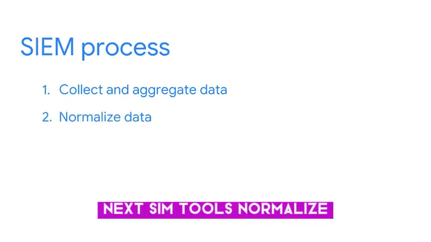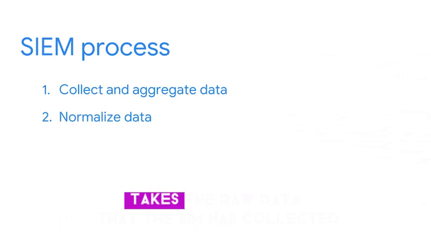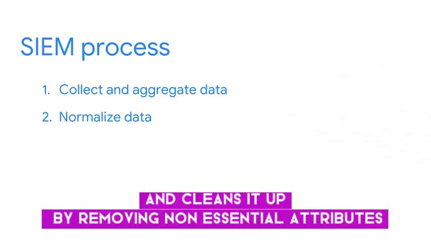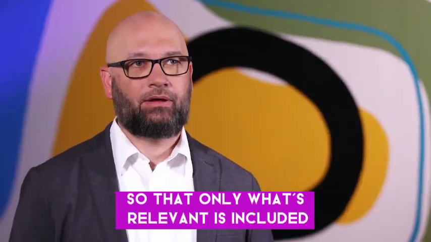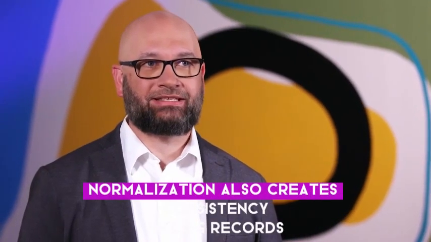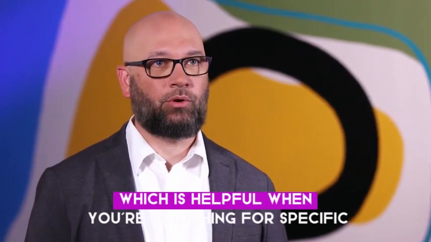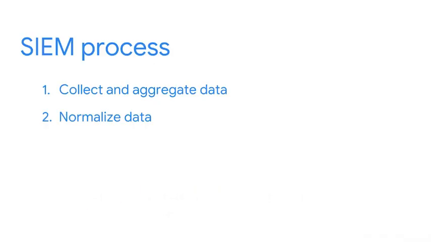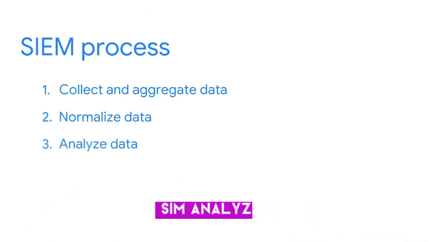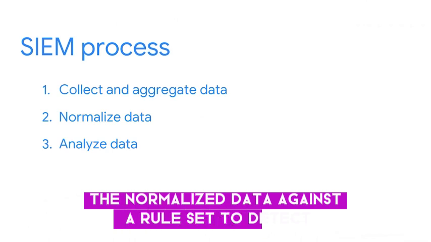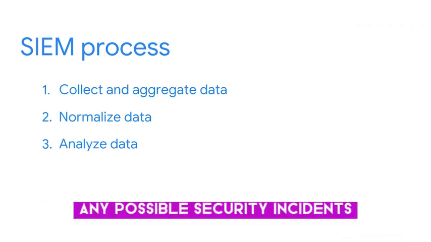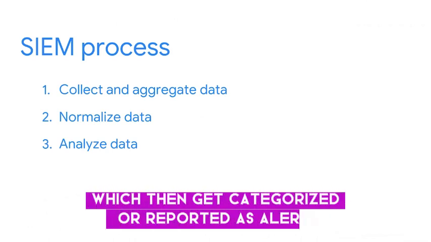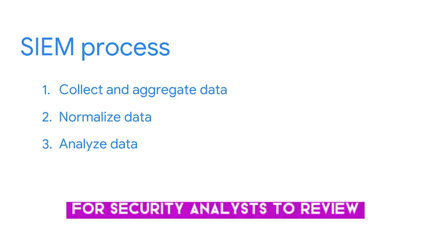Next, SIEM tools normalize data. Normalization takes the raw data that the SIEM has collected and cleans it up by removing non-essential attributes so that only what's relevant is included. Data normalization also creates consistency in log records, which is helpful when you're searching for specific log information during incident investigation. Finally, the normalized data gets analyzed according to configured rules. SIEM analyzes the normalized data against a rule set to detect any possible security incidents, which then get categorized or reported as alerts for security analysts to review.